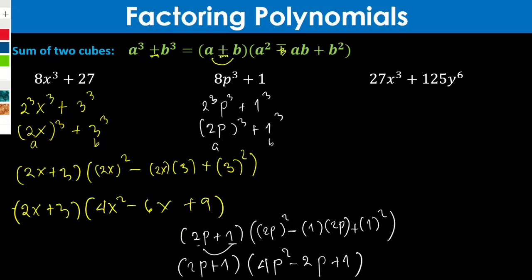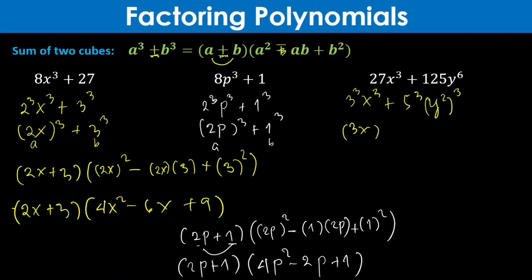Next, here in the third problem, we express this as cubes. So this is 3 cubed x cubed plus 125 is 5 cubed. y to the 6 is y squared to the cube, because when you apply the laws of exponents, you multiply the exponents 3 times 2. It gives you 6. Now we single out the cubes: 3x cubed plus 5y squared cubed. So this is our a, which is 3x, and our b is 5y squared.